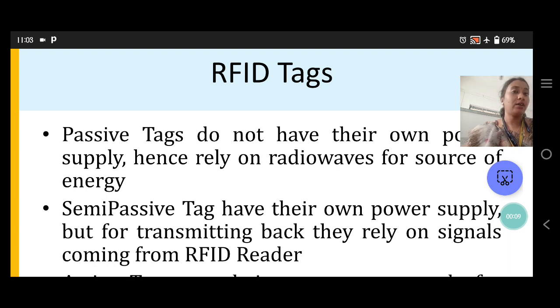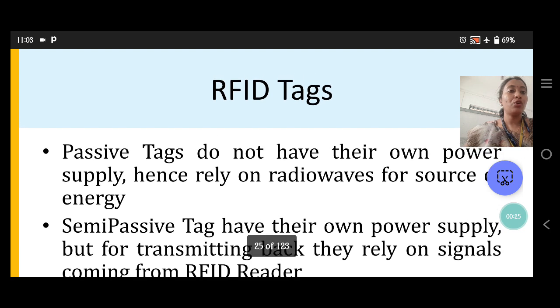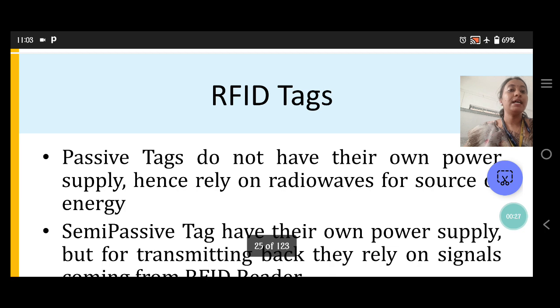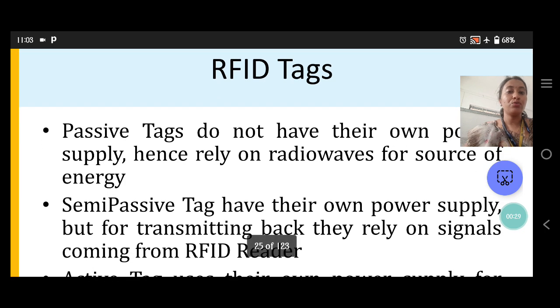Today, we have already seen in the previous session the pillars of IoT, and we were looking at the second pillar, RFID. What is RFID? Where is it used? In this session, we are going to see about RFID tags. RFID passive tags do not have their own power supply, hence they rely on radio waves as a source of energy.